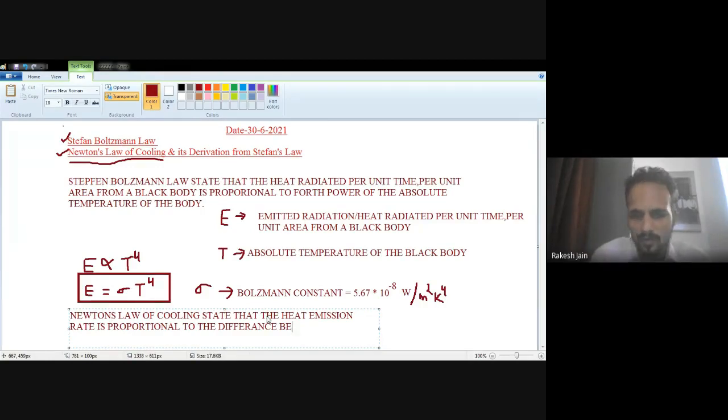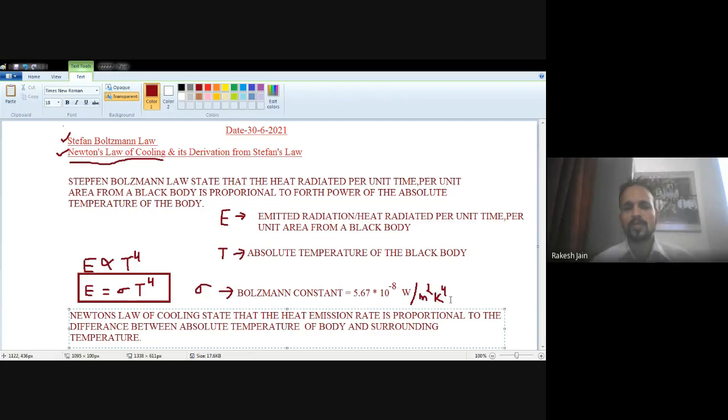Newton's law of cooling states that the heat emission rate is proportional to the difference between the absolute temperature of the body and the surrounding temperature. The surrounding temperature means the temperature of the surroundings, room temperature we can say. This is known as Newton's law of cooling.